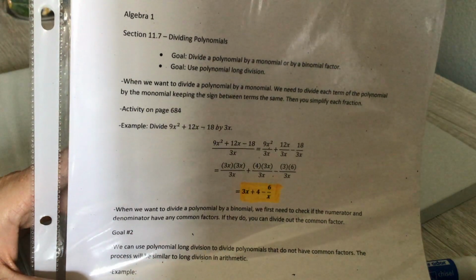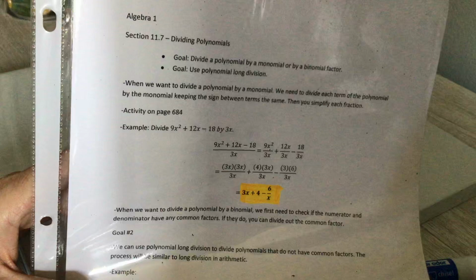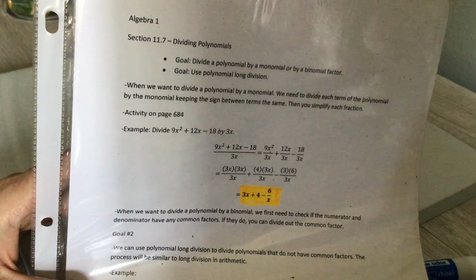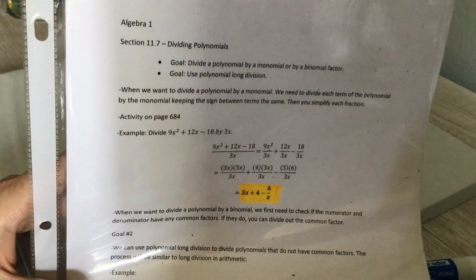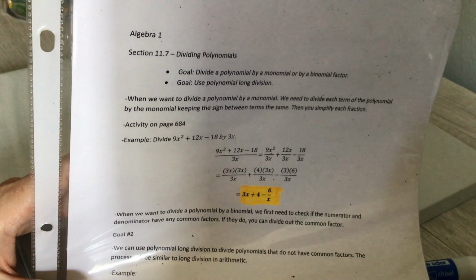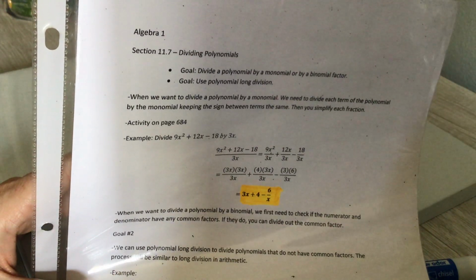All right, 11.7, your last section. So after this, all that's left is your final review and then a final, right? You have a test for chapter 11 and all that stuff, but this is the last section you have to learn before you can take your final. Okay, so this is just dividing polynomials. It's like taking that rational expression and actually dividing the denominator into the numerator.